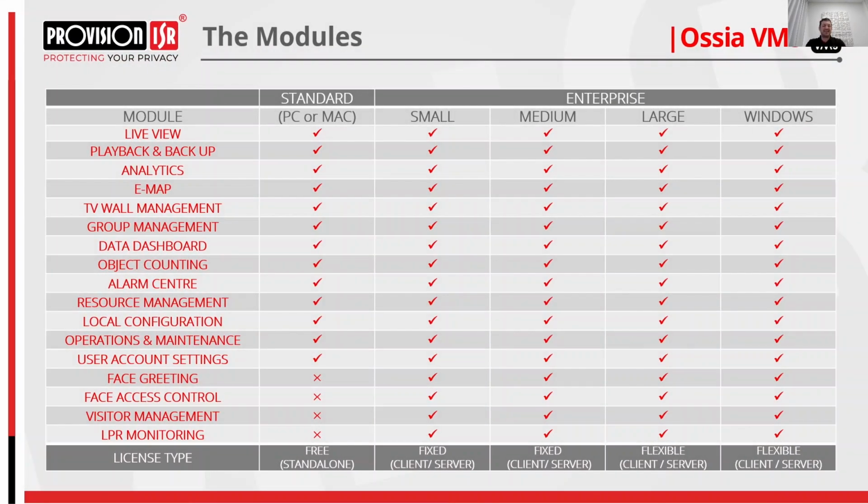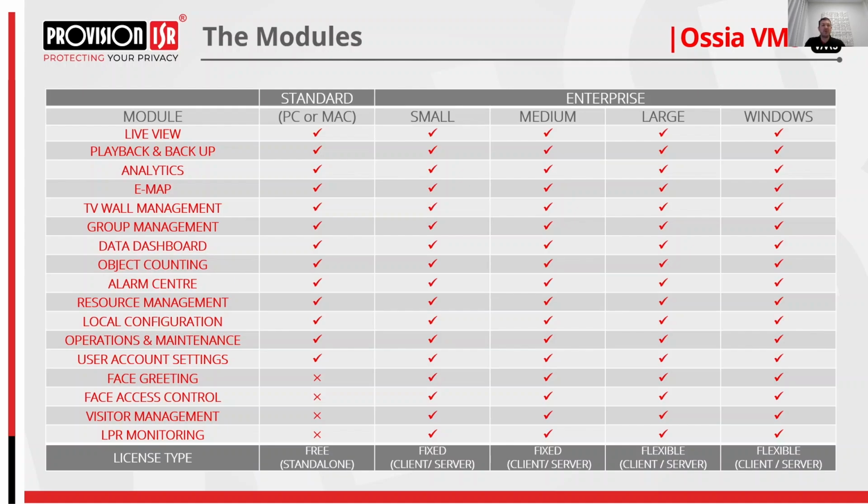Okay, this page is dedicated to the working modules that you would get when you download our client software. Now you can download obviously the standard as well as the enterprise client. So I just want to highlight some of the key differences. If you notice on the standard software, the only thing we're not providing you that you'll get with the enterprise is the last four, which is face greeting, face access control, visitor management, and LPR monitoring.